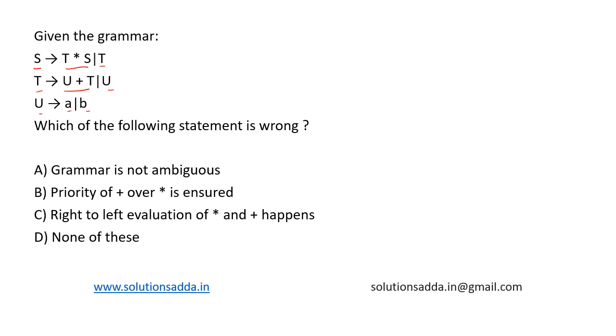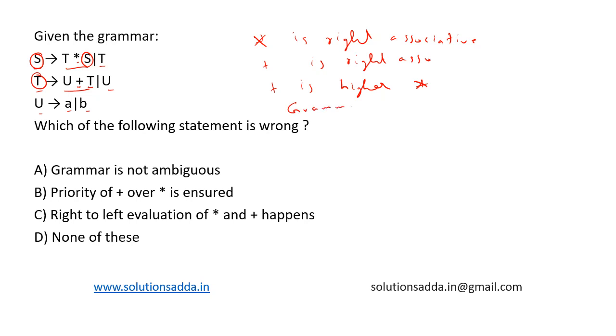So let us derive some inferences from the given grammar. One inference is star is right associative. Why? Because star is to the right of the non-terminal symbol S. Now plus is also right associative, because plus is to the right of the non-terminal T. Now the priority of plus is higher than that of star. Star is having less priority when compared to plus. Now one more thing, grammar is not ambiguous because precedences are already defined. Grammar is not ambiguous.